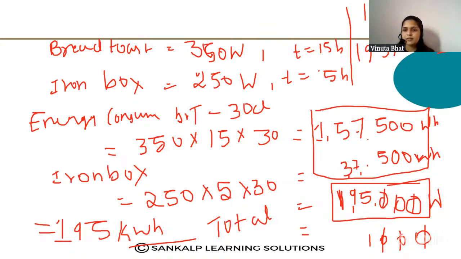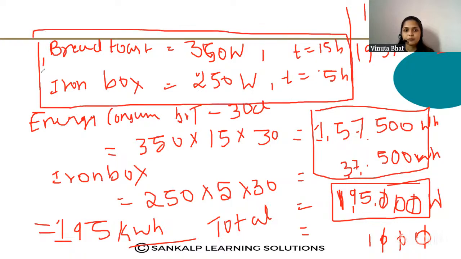This is how you have to find out the answer for this question. First, you have to write down the given data. This is the first step. In the next step, find out the energy consumed by the bread toaster, that is 1,57,500, and the iron box consumed over 30 days, that is 37,500. Then add these, the total watt hours, that is 1,95,000.